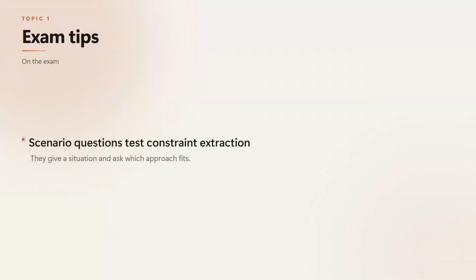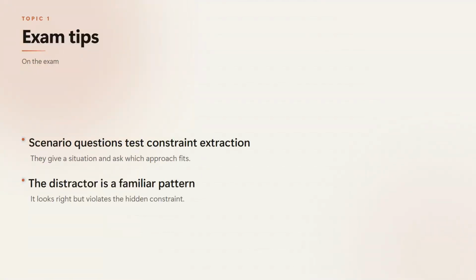On the exam, this appears as a scenario question. You will be given a situation and asked which approach fits. The distractor is almost always a familiar, well-known pattern that violates the binding constraint in a subtle way. Your job is to spot the constraint first, then eliminate any option that breaks it. This is testcraft. The exam is checking whether you reason from constraints, not whether you recognize a pattern.